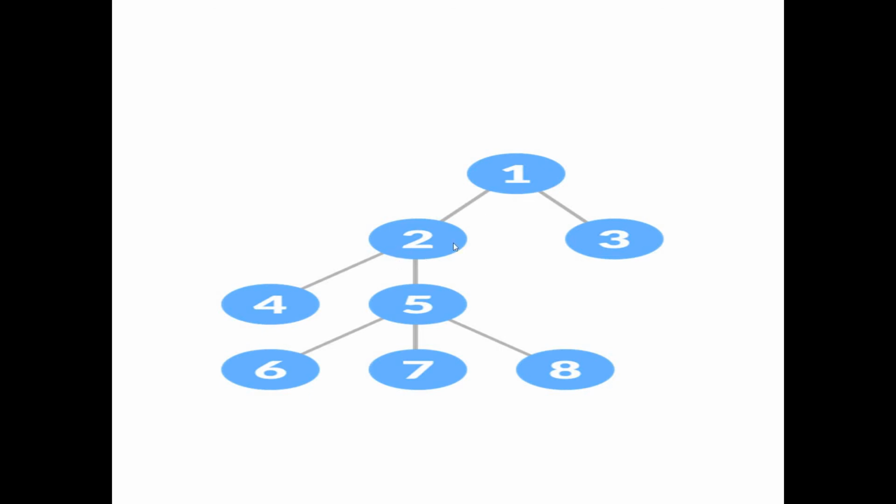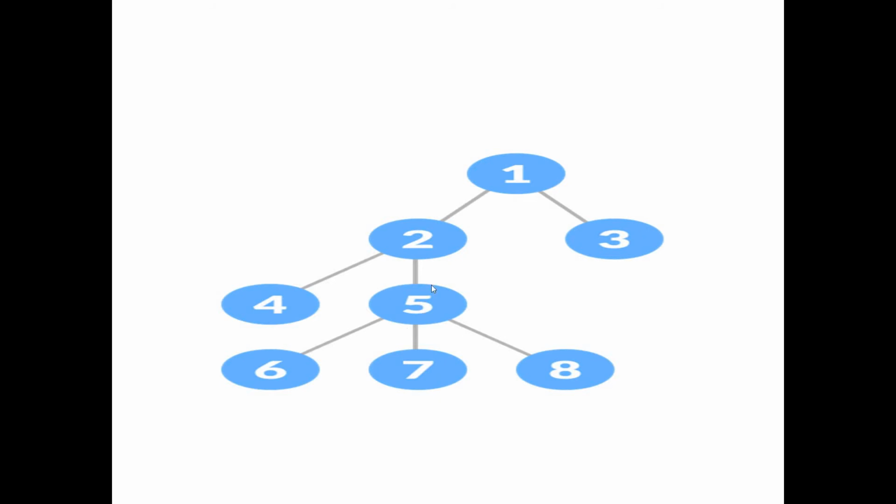Now what is the degree of this 2? How many children are there? 4 and 5, 2 children. Now what is the degree of 5? 1, 2, 3. 3 children are there, so obviously the degree is 3. That means the number of child nodes a node has is called the degree of that particular node.